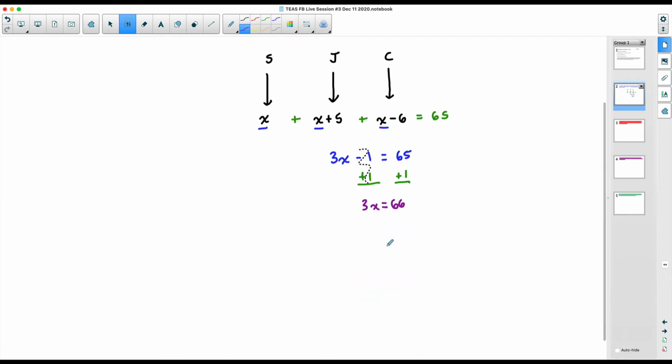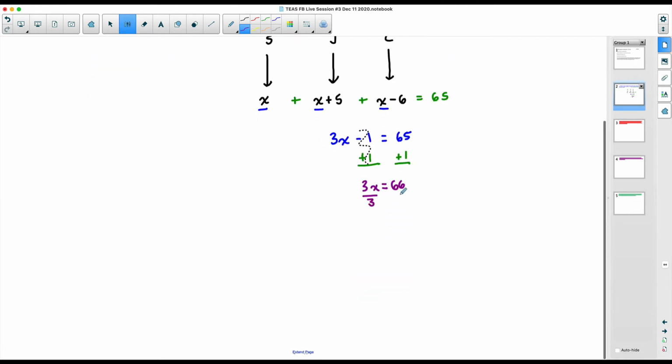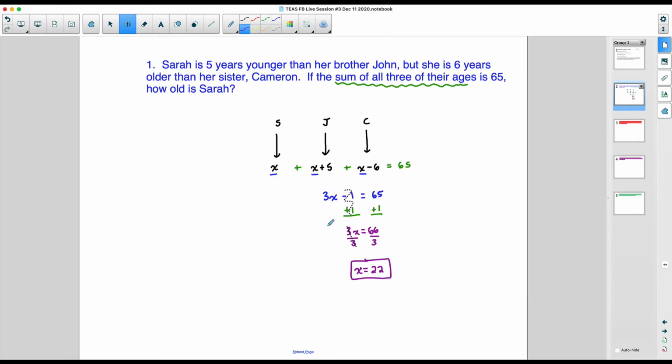Finally, to get x by itself, we're going to divide both sides by 3. 3's cancel out. 3 divided by 3 is 1. So therefore, we have x is equal to, and if you take 66 and divide it by 3, you get 22. Now, what does this represent? Let's go back and look at how I set this up. We let Sarah's age be x. So we got x equals 22. Well, that is the answer to our question. Since we let Sarah be x, Sarah is 22 years old.